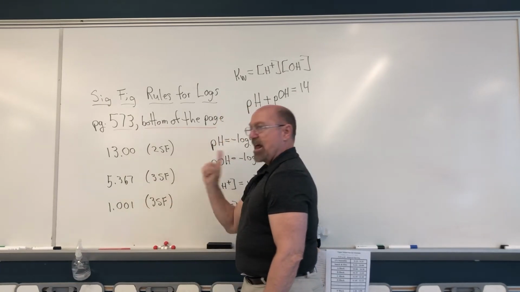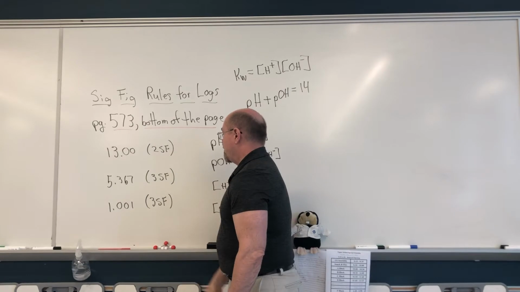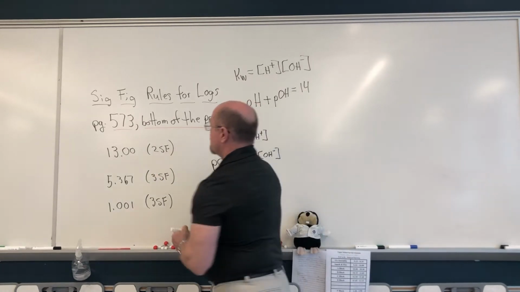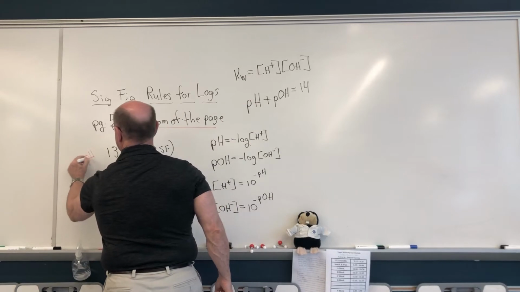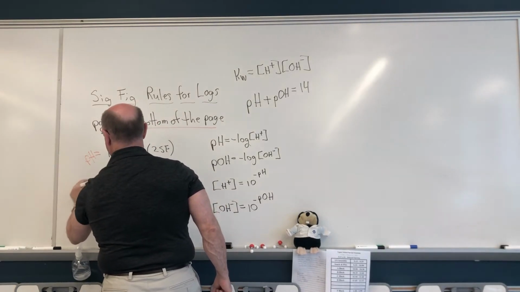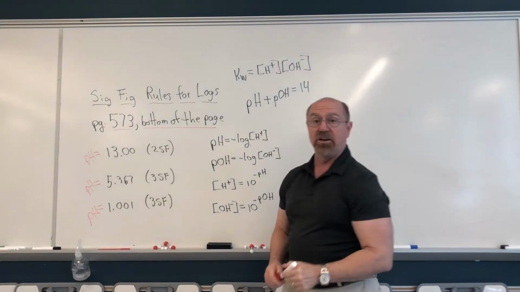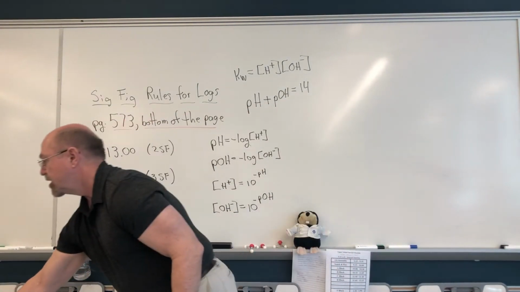So for instance, 13.00 has 2 sig figs. 5.367 has 3 sig figs. 1.001 has 3 sig figs. Now these are different. These are pH values. So each one of these is a log base 10 value.